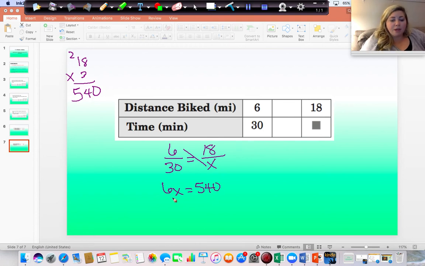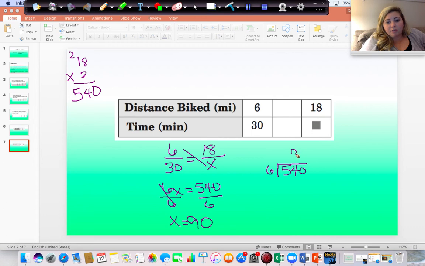And so, we can divide both sides by 6. 6 divided by 6 is 1, and 1 times X is X. And 540 divided by 6 gives me 90, because 6 goes into 54 9 times, and then we have that 0 on the end. If you didn't know how to divide that in your head, you could always come out to the side and divide 540 by 6.